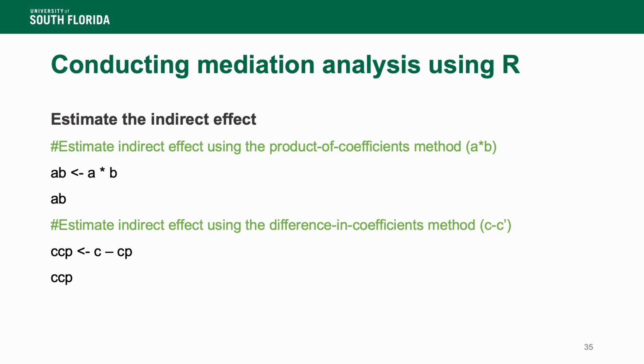For C minus C prime, we follow a similar strategy. Because we already saved C after estimating model 1 and C prime after estimating model 3, the only thing we need to do here is to tell R to subtract CP from C, and then to save it under the name CCP. We again repeat the name CCP to tell R to print out the CCP estimate to us.